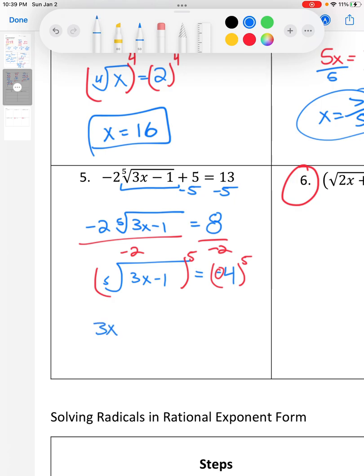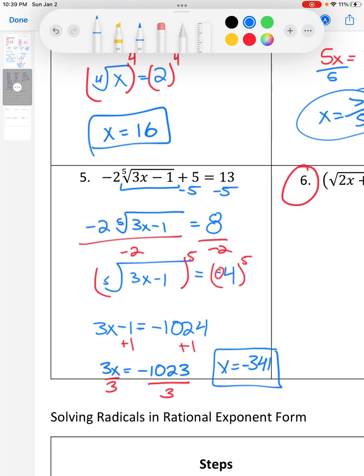So we have 3x minus 1 equals negative 1024. Okay, now we can add 1. So we're going to have 3x equals negative 1023. And we're going to divide that by 3. So it's negative 341 is what x equals.